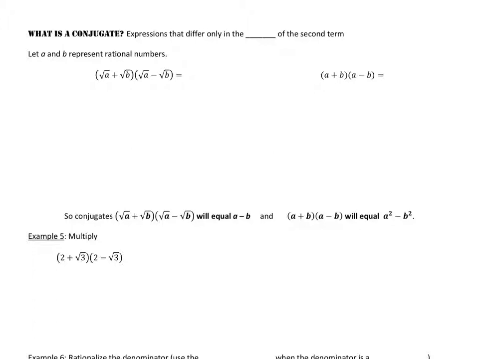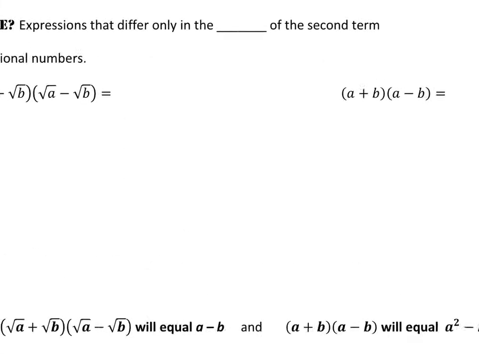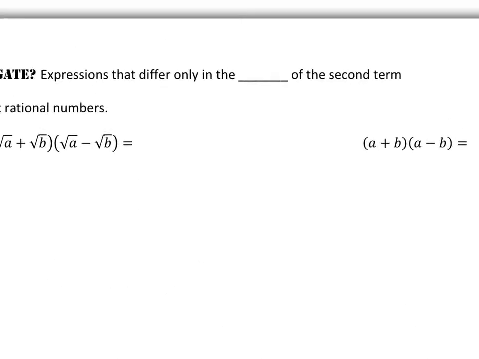All right, so we have worked with conjugates already. When was that? At the end of last chapter, I think. So conjugates are expressions that differ only in the what of the second term? Anybody remember? Like this. These two are conjugates, so what differs? The sign of the second term. It's like A plus B and A minus B.